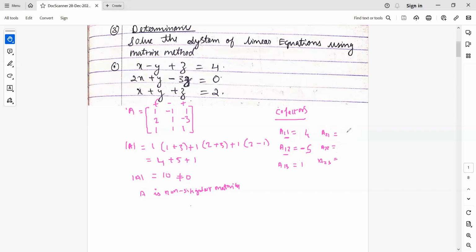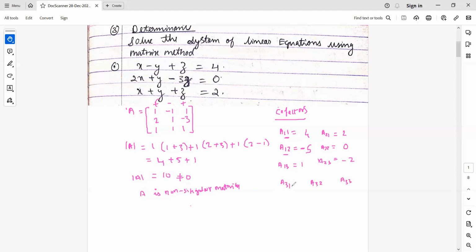So here I will be doing it directly. This will be 2, 0 and then minus 2. See, this negative sign is occurring because 2 plus 3 is 5. So where the sum is odd, you need to change the sign. Similarly, A13, A31, A32, and then A33.